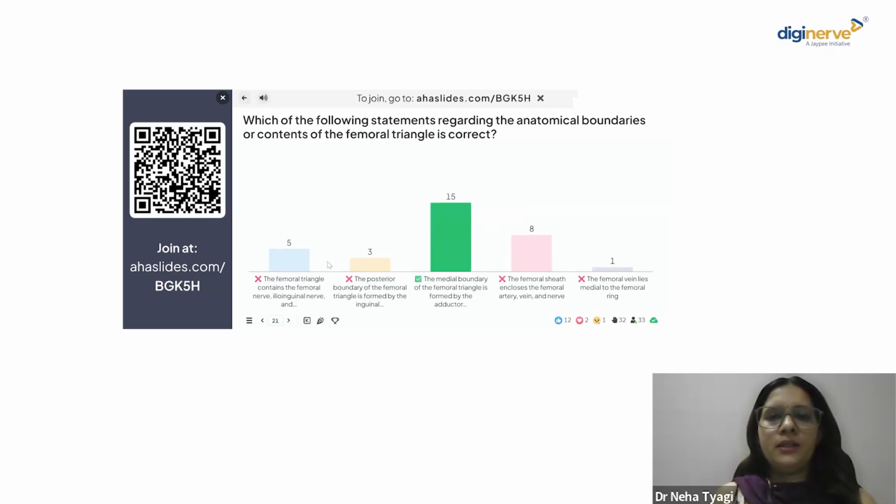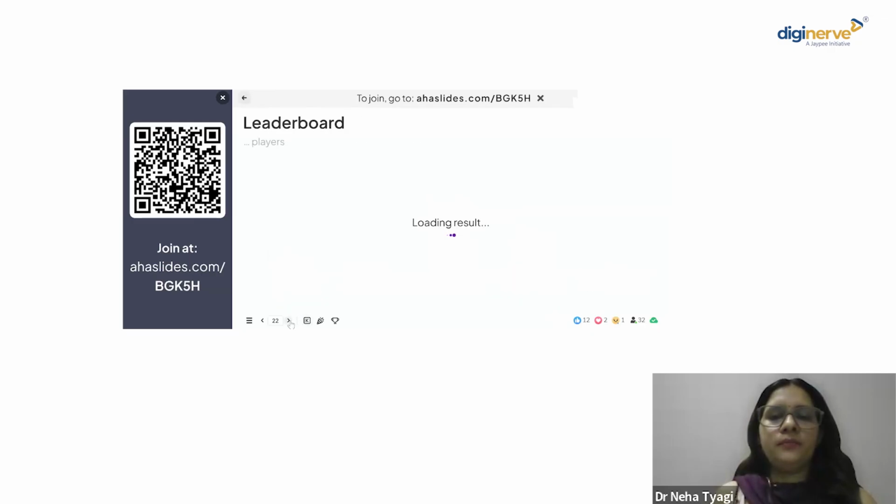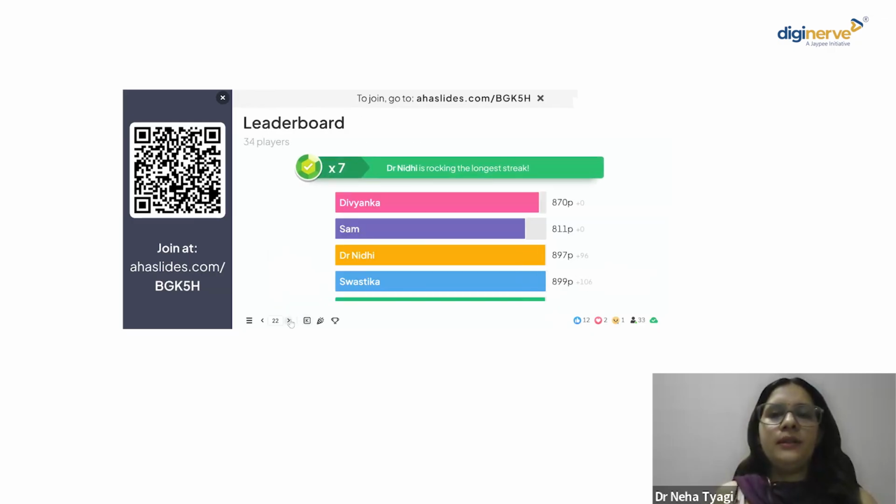15 have marked it correctly. The medial boundary of the femoral triangle is formed by the adductor. Dr. Nidhi is rocking the longest streak and Dr. Swastika is now leading the leaderboard.